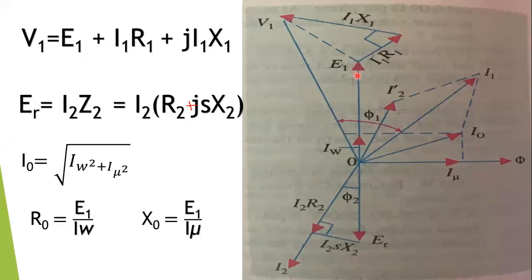Next, primary. For the E1 line we have drawn before, what do I have to add? The I1R1 line. How will I1R1 be located? I1R1 is parallel to the current I1, just as I2R2 is parallel to the I2 current. So where is the I1 line? This one. So parallel to this I1, I1R1 will also be located like this.